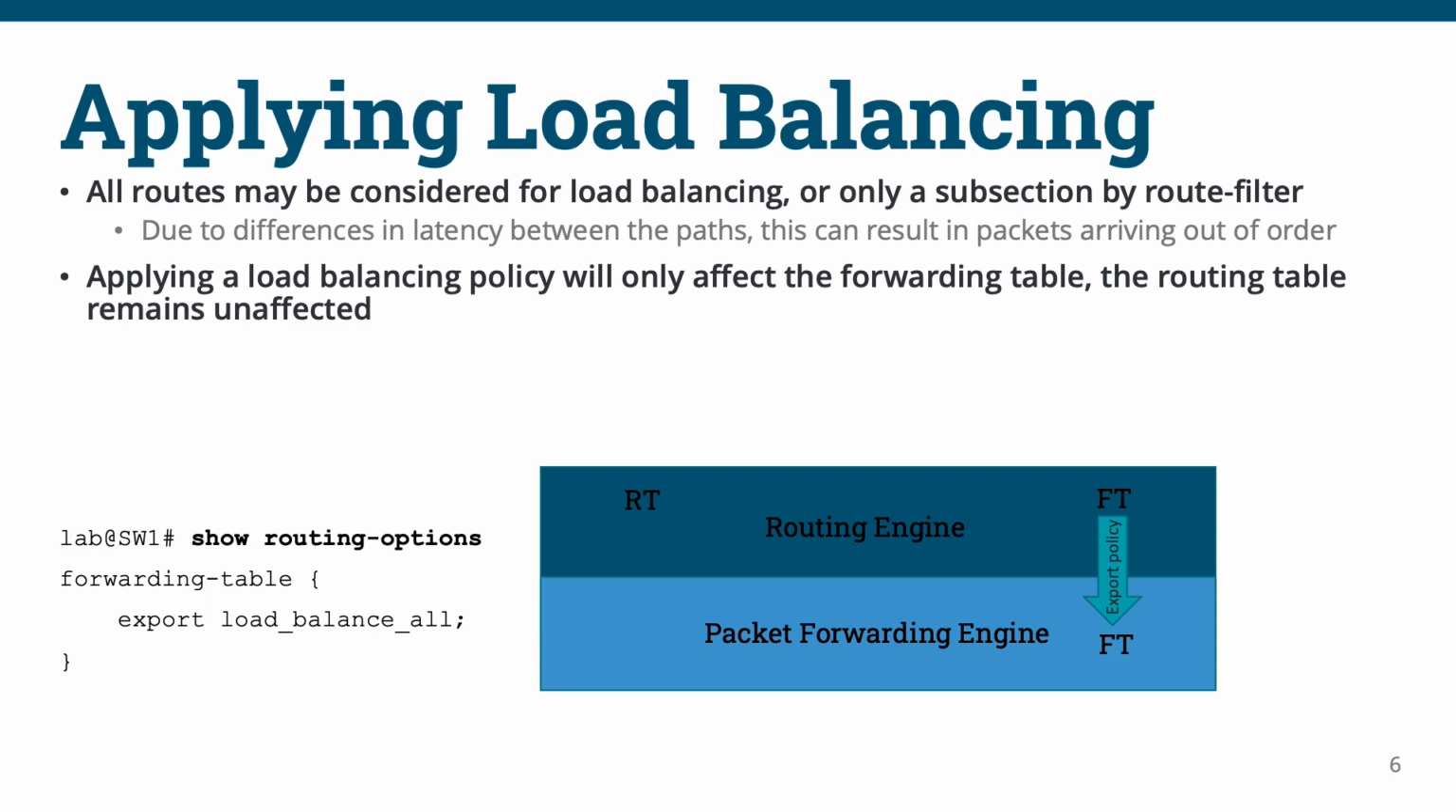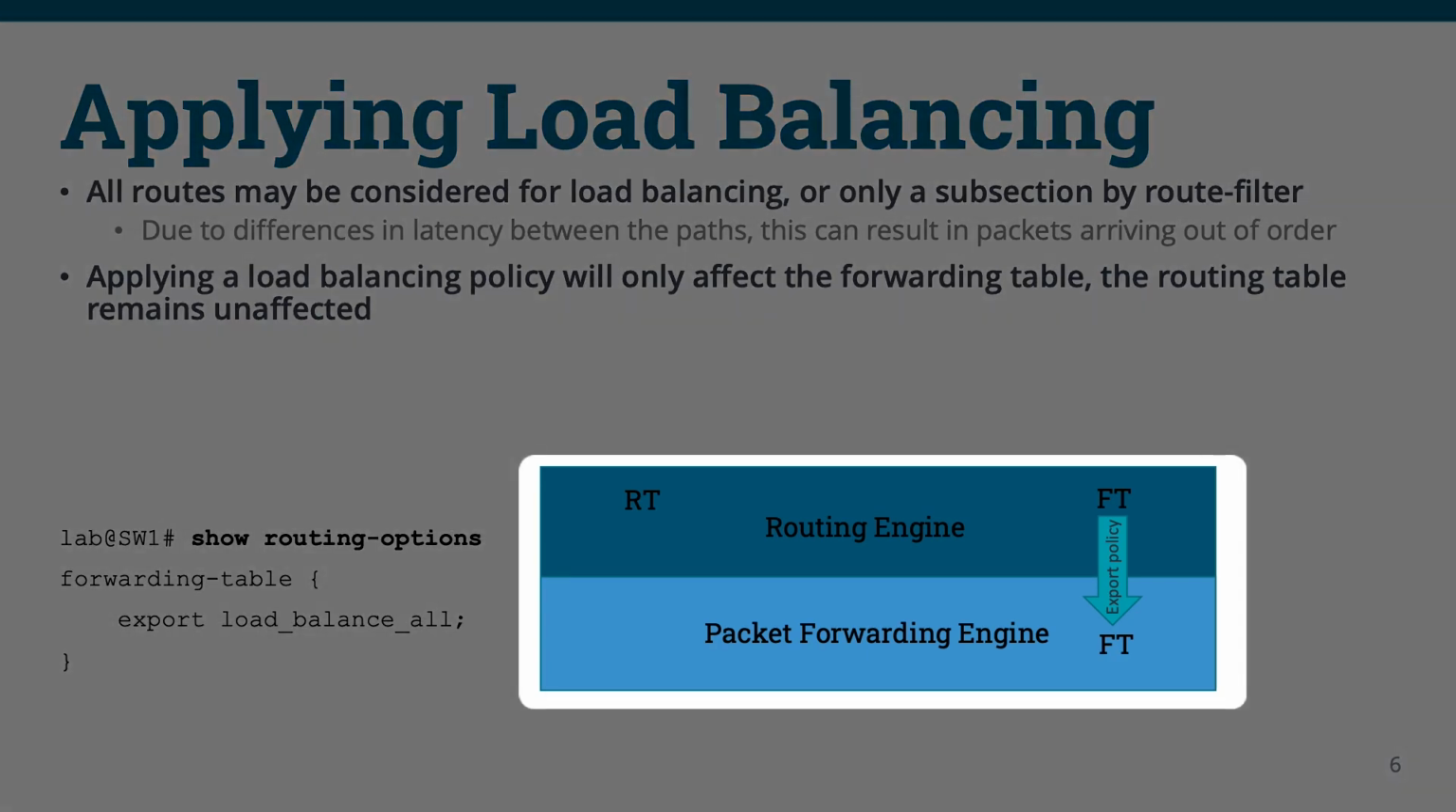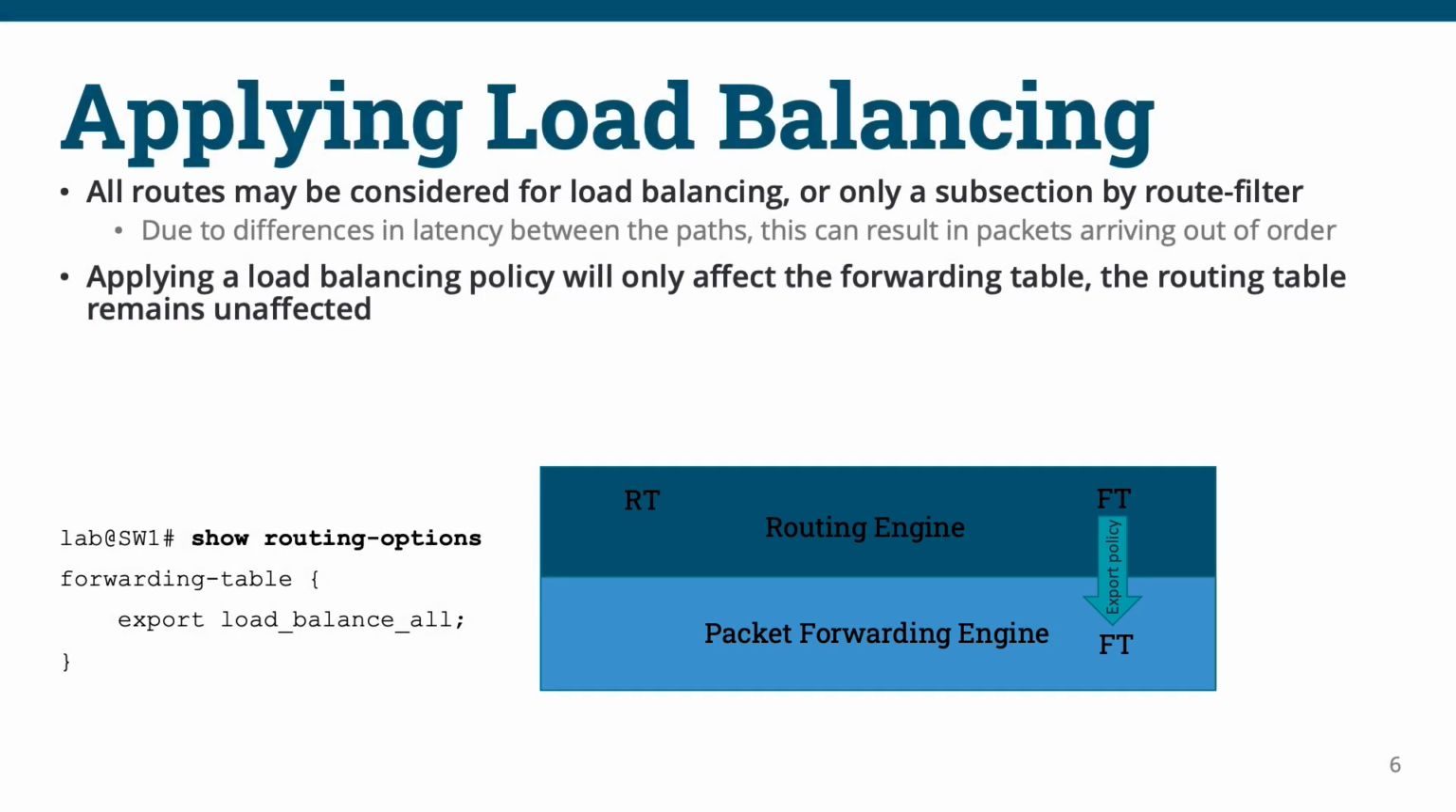The idea that this is an export policy may feel somewhat counterintuitive, though this diagram shows why this is the case. We're setting an export policy on the forwarding table within the routing engine, which will apply load balancing for destinations in the forwarding table programmed into the PFE. Thus, the export policy is used because the information is being exported from the forwarding table contained in the RE to the forwarding table contained in the PFE.